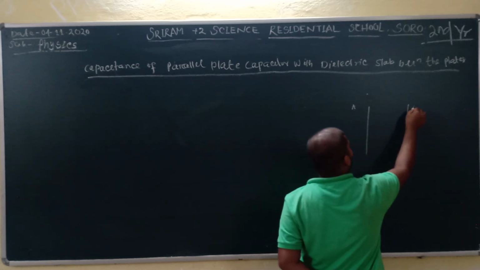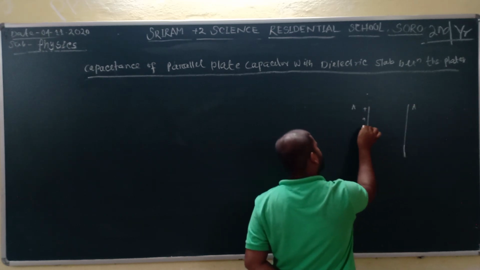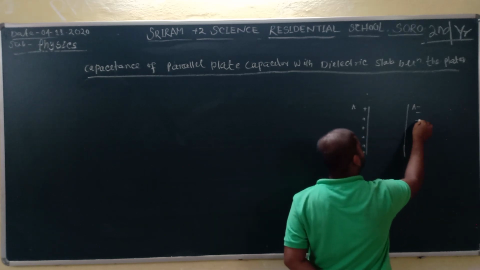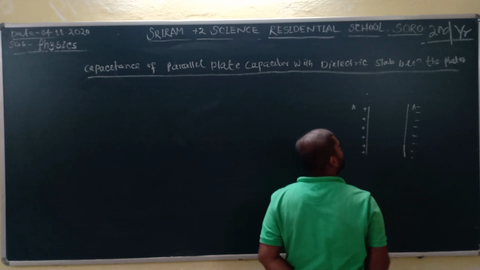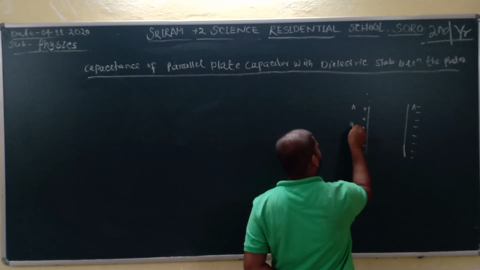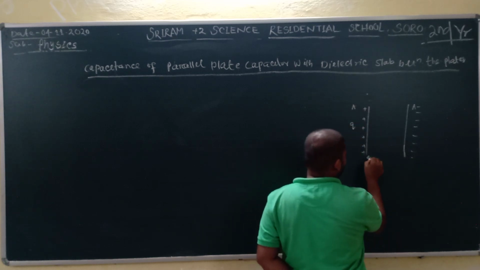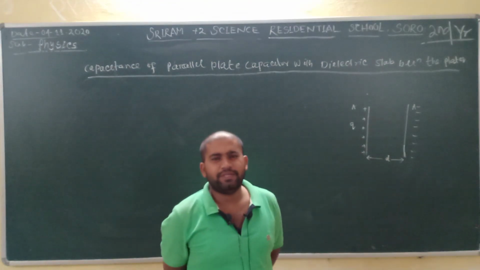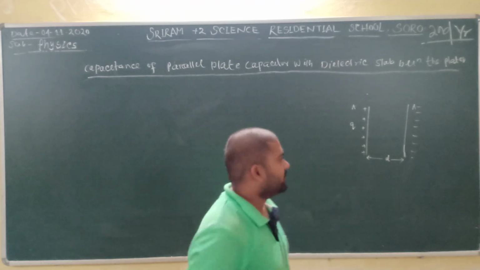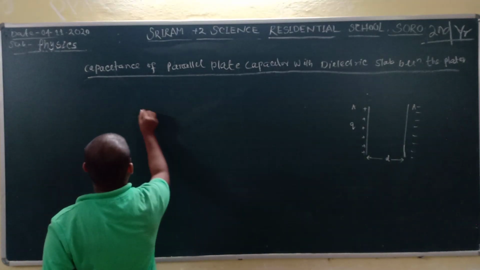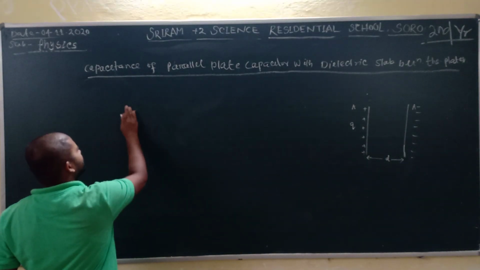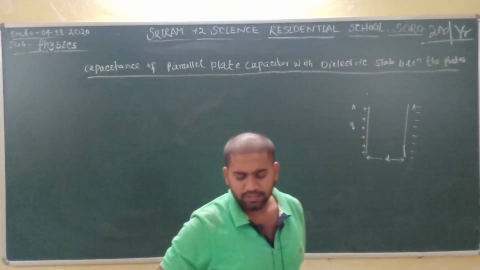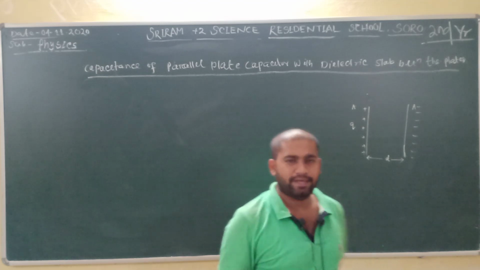The area of both the plates is A, containing equal and opposite charges of magnitude Q, separated by distance d. If the medium between the plates is air, suppose we take the capacitance as C0. C0 is the electrical capacitance when the medium between the plates is air.